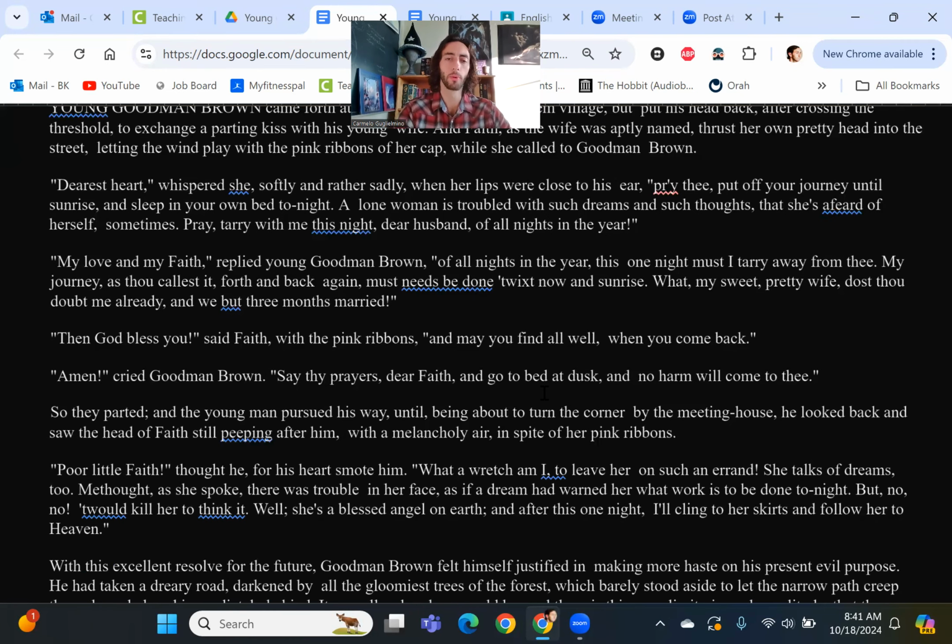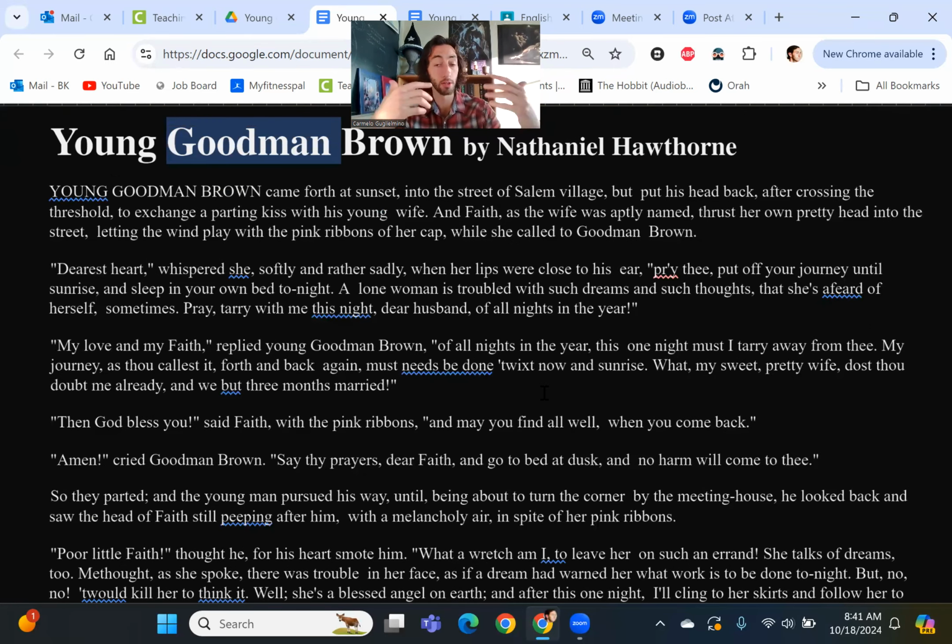So what do we have here? We have the opening, like I said, in Salem Village, Puritan area, where the Salem witch trials took place. And we have this man, young Goodman Brown, leaving his home at sunset, leaving his village, his town, I should say. And his wife, whose name is Faith, aptly, as the narrator tells us, hinting again that Nathaniel Hawthorne is very much in the business of providing us pretty overt symbols, with the name Young Goodman Brown, with his wife's name Faith, and additionally with her pink ribbons that he's going to reference, I think, over 5 times in this whole story.